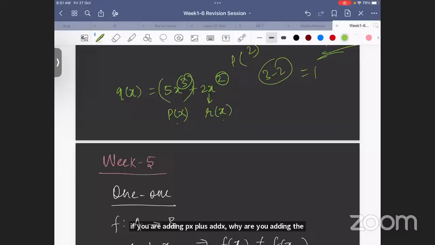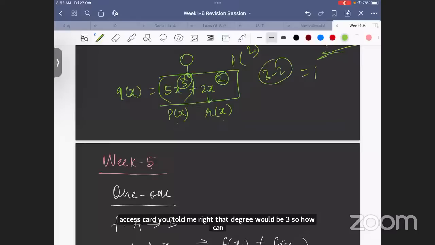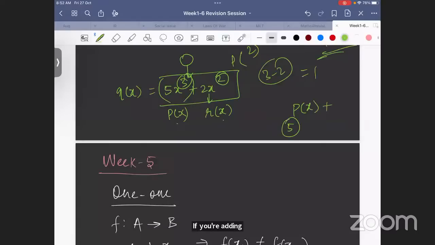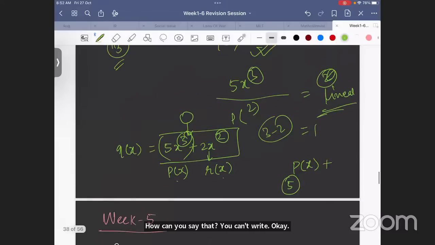Sir, when we are adding, then we take the highest degree. Correct. Because you told me, if you have 5x cube plus 2x square, the degree would be 3. So how can you say that if you are adding Px plus Rx, for the same equation, the degree is 5? You can't, right? So I understand it like this: take out the highest degree of Px, then Rx, then add.